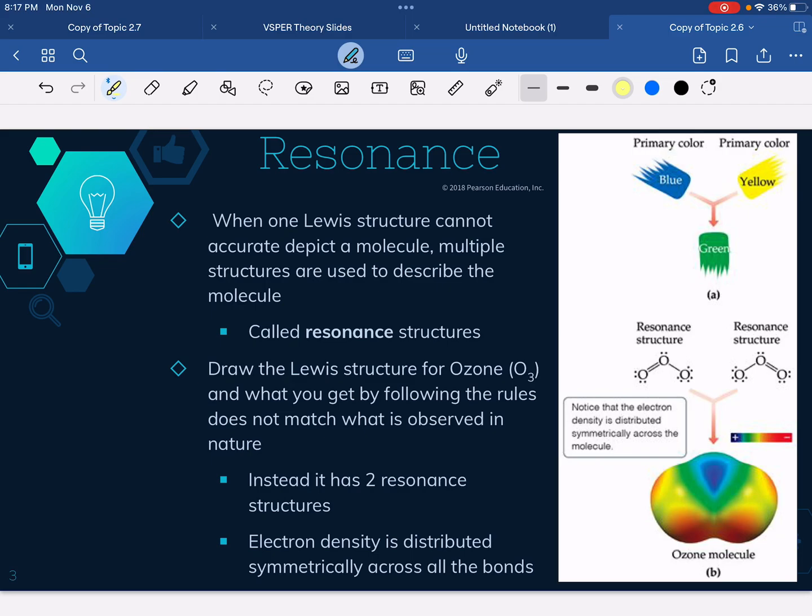You can see this O3 molecule. It has a single and a double bond, just like our nitrite did in the last video. What you notice about the ozone is that it has the same bond length throughout, so it's symmetrical across the entire molecule. That's because the electrons are moving in such a way that it's a blend of two, so our electron density is distributed symmetrically across all of the bonds.